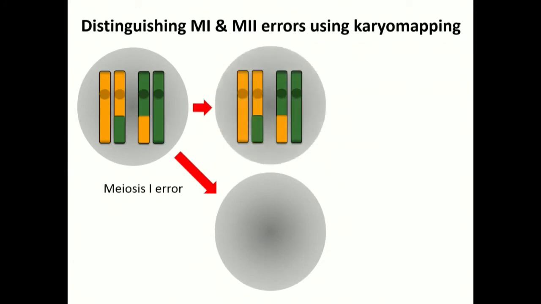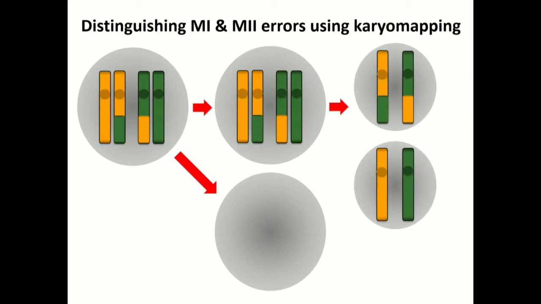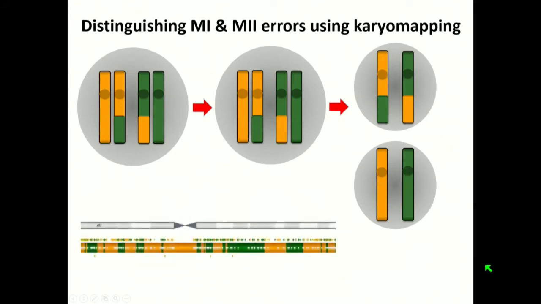If there's an error in meiosis 1, so that both of the homologs go to the same cell, maybe this could be the egg that they're in, then when you go to the second meiotic division, you'll end up with a situation like this. Here, the chromatids have segregated appropriately, but here the chromosomes have not. Now, if you do karyomapping, the thing is to look around the centromere. Around the centromere, recombination is suppressed. And what you'll see in this instance is evidence for both of the different centromeres, from the yellow chromosome and the green chromosome in this case.